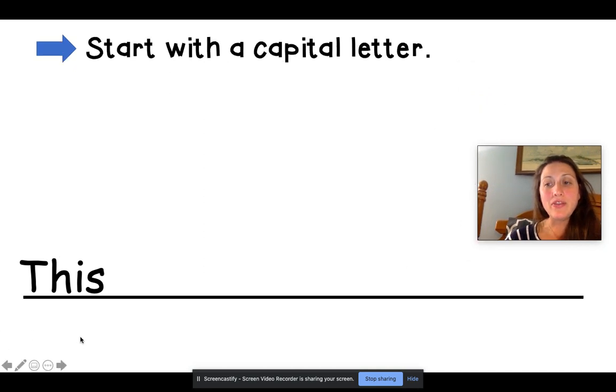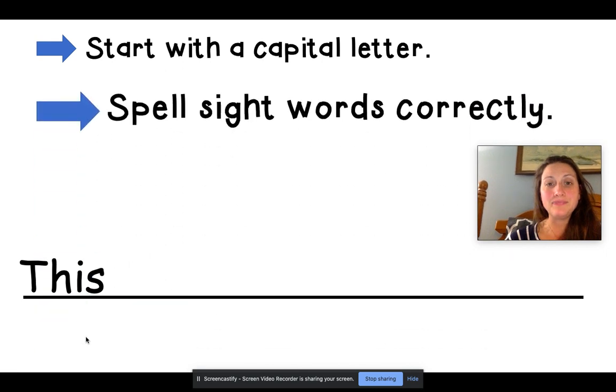Now let's talk about the next rule of writing a sentence. Spell your sight words correctly. You have learned many sight words this year, more than 100 sight words. And whenever you're using those words in a sentence, you should spell them correctly. If you're not sure how to spell a word, you can go back and look at your sight word list, but please take the time to spell the words correctly.